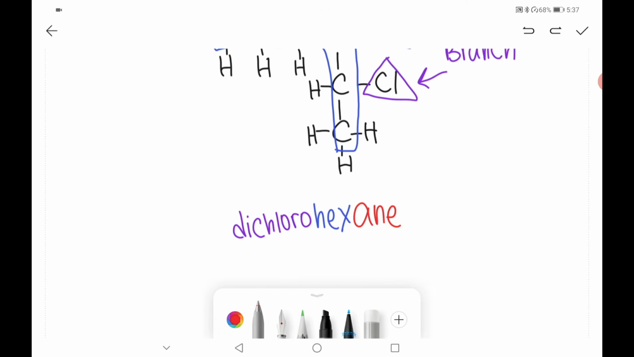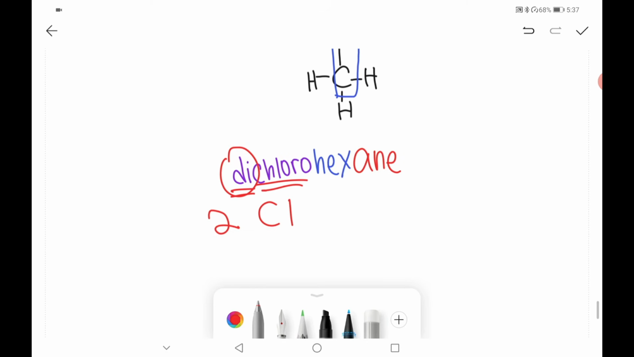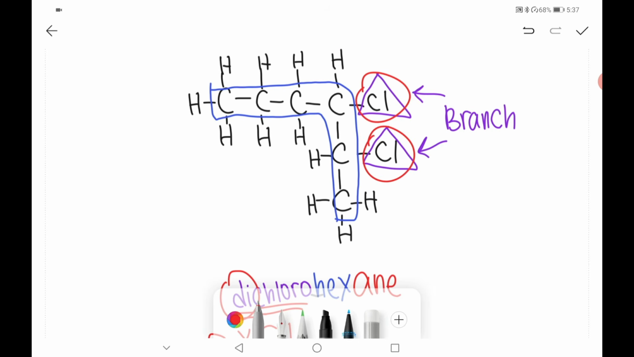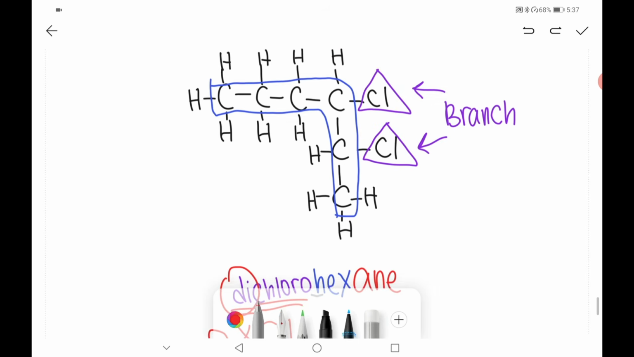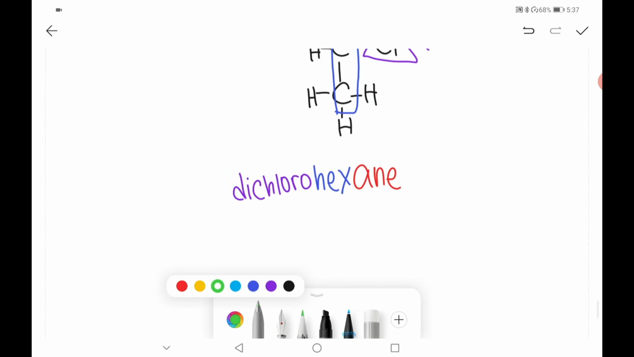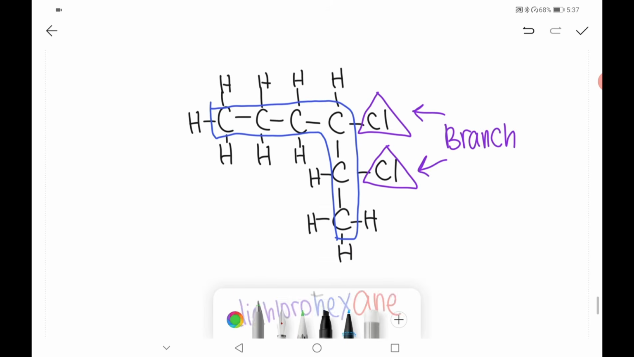Make sense? Dichloro. Di means you have 2, chloro means you have chlorine. So you have 2 chlorines here. That's why you call it dichloro. Now, after you name this, the last thing you need to do is give the address.